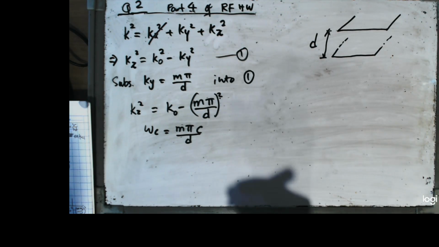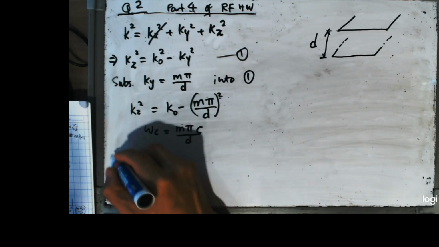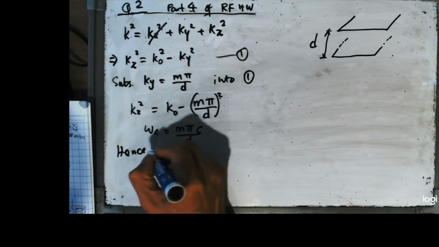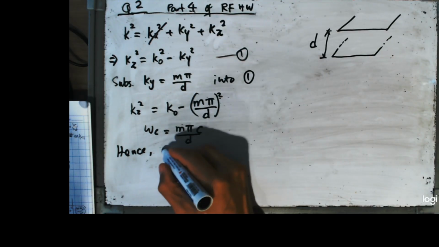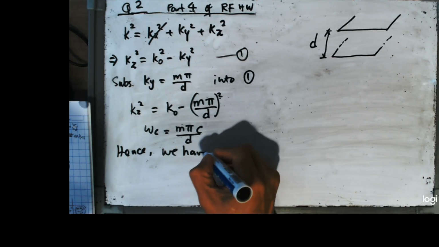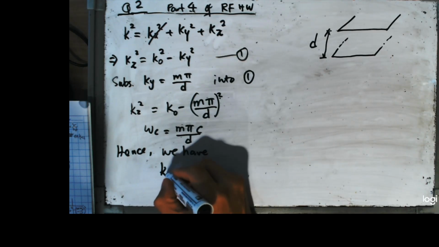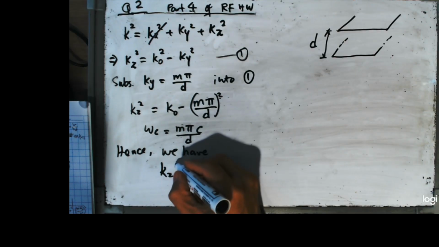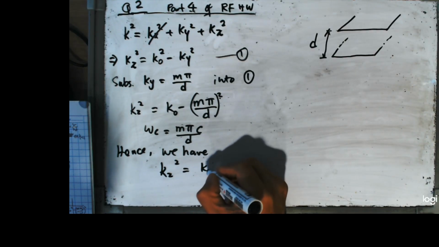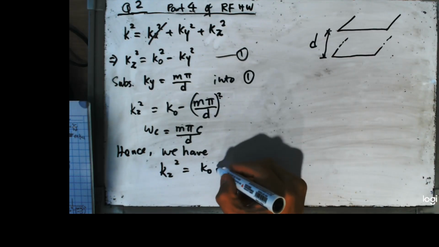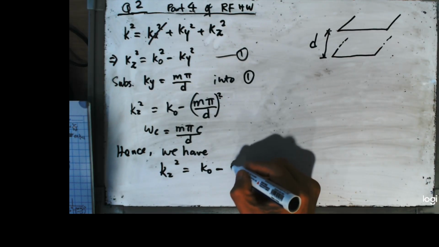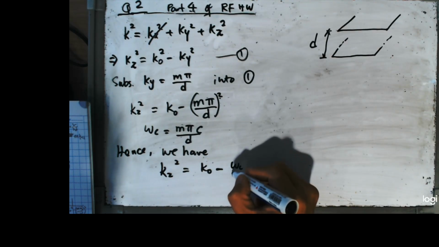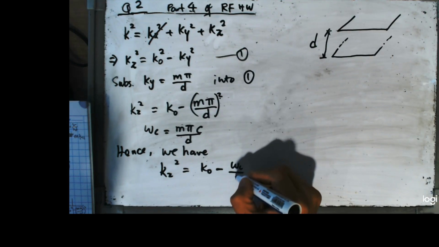And hence we have kz squared equal to k naught squared minus omega c over c squared.